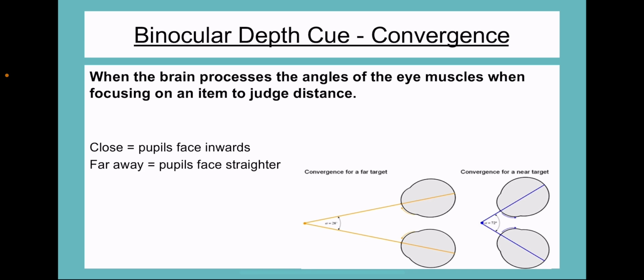And if the item is far away, your eyes and your pupils will stay very straight, looking forward into the distance. So your brain will be able to tell that that item is far away. And like I said, if you move a pencil from far away and bring it right up to your nose, you'll be able to see and feel your eyes literally converging closer to each other.